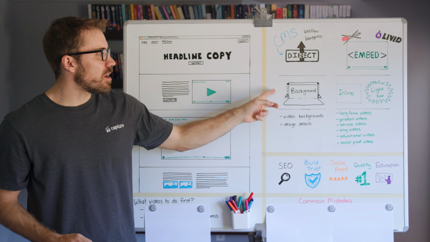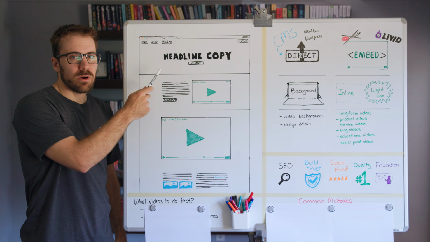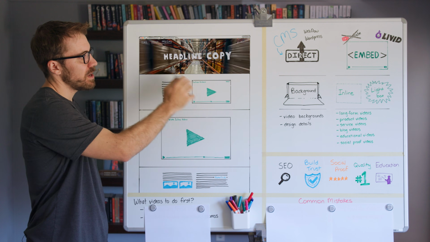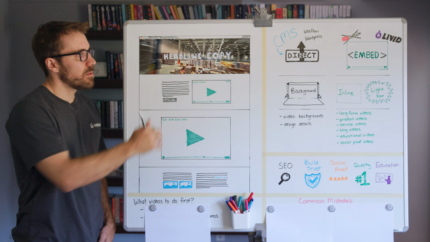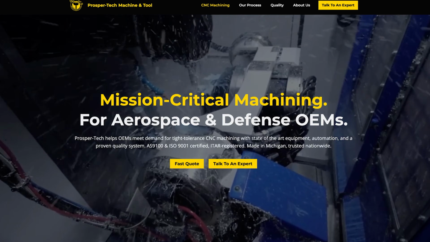Well, direct uploads are really only for video backgrounds. For example, a homepage hero is a very common use of this. You'll have video playing in the background, you'll have some text over it, and combining with this headline, it's a really quick way to get across what your business does.